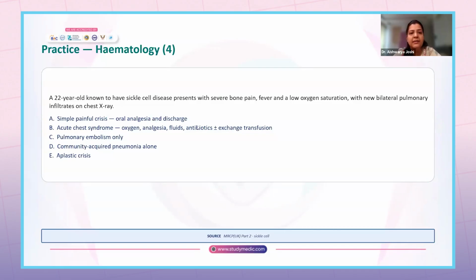A 22-year-old known to have sickle cell disease presents with severe bone pain, fever, and low oxygen saturation with new bilateral pulmonary infiltrates on chest X-ray. What do you think is possible here?